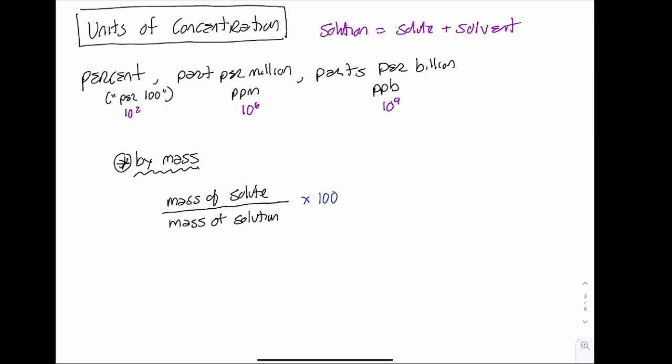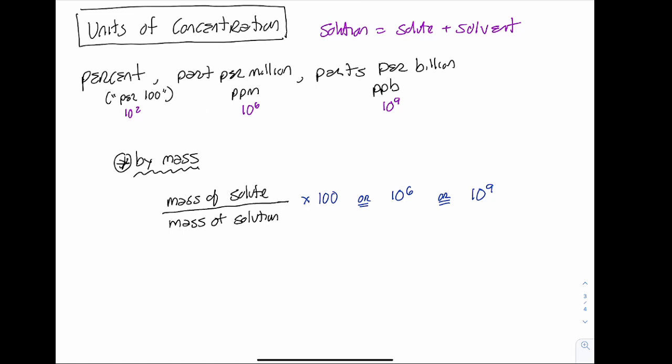So if I wanted mass percent, I'm going to take mass of solute over the mass of solution, and I'm going to multiply it by 100 because percent is per 100. If I want to calculate parts per million, I'm going to take mass of solute over mass of solution, and I'm going to multiply it by 10 to the 6. If I wanted to calculate parts per billion, I'm going to take mass of solute over mass of solution, and I'm going to multiply it by 10 to the 9th. That's the only difference between those.